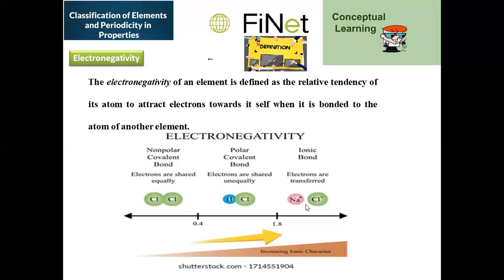And the third condition: if the atom is much stronger when compared to the second one, what happens? Complete shifting of electrons is possible. This is called a transfer of electron. So sodium, being an alkali metal element, has the tendency to release the electron, and chlorine has the tendency to seek electrons, so here transfer of electrons is possible. This is explained purely based on electronegativity nature.